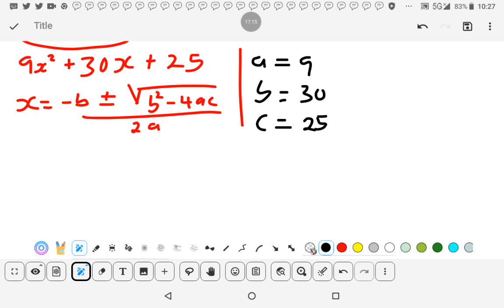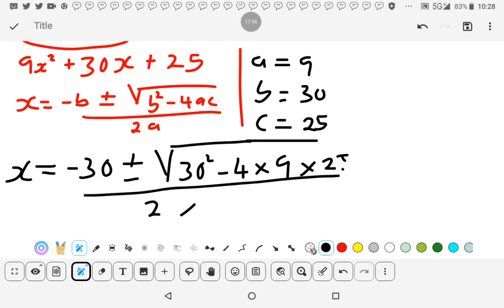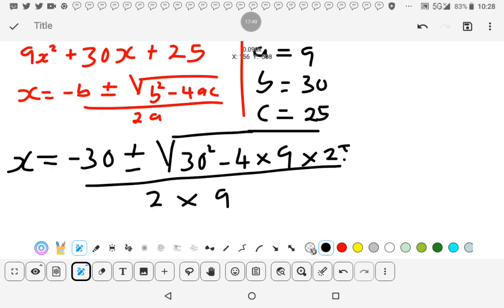So this will give you x is equal to minus b, which is minus 30, plus or minus the square root of b squared, which is 30 squared, minus 4 times a, which is 9, times c, which is 25, all of them divided by 2 times 9, that is 2 times a.